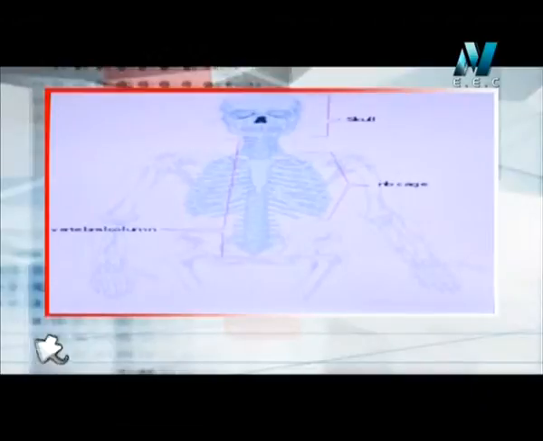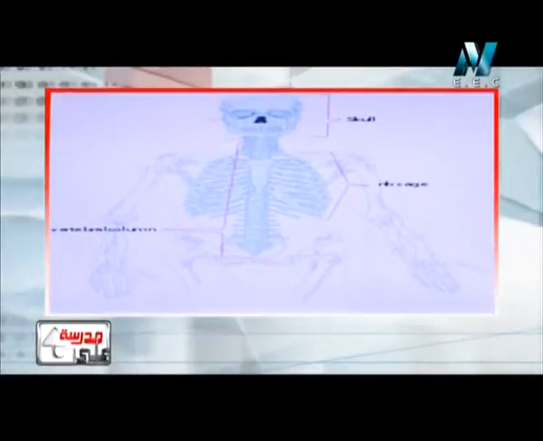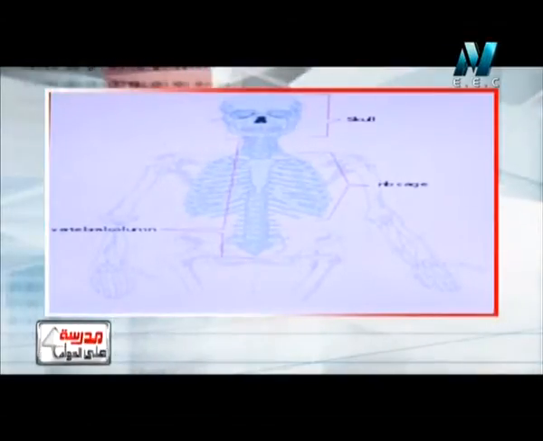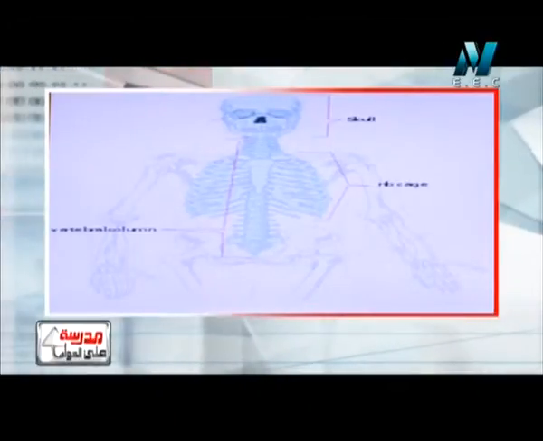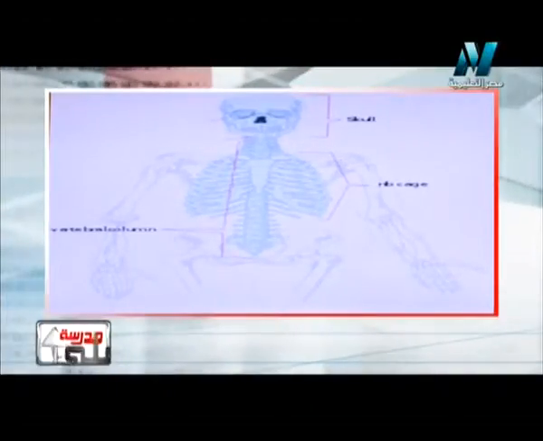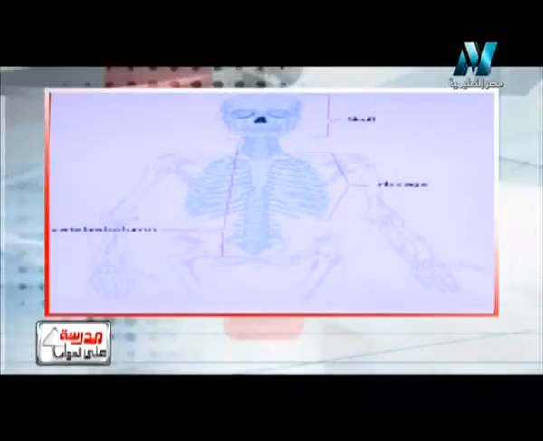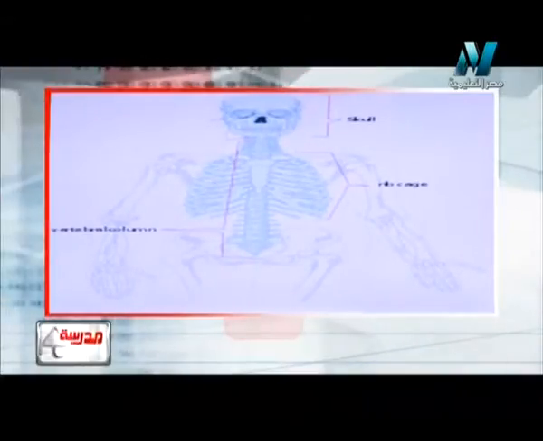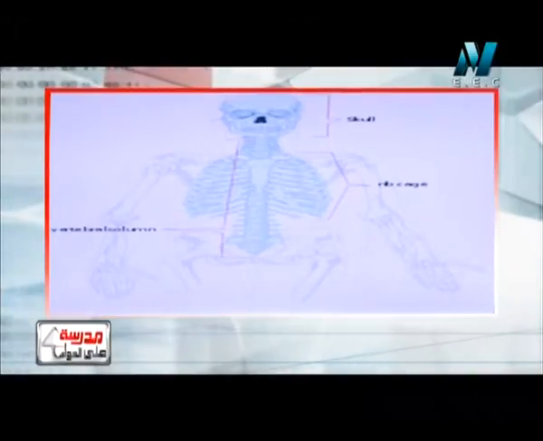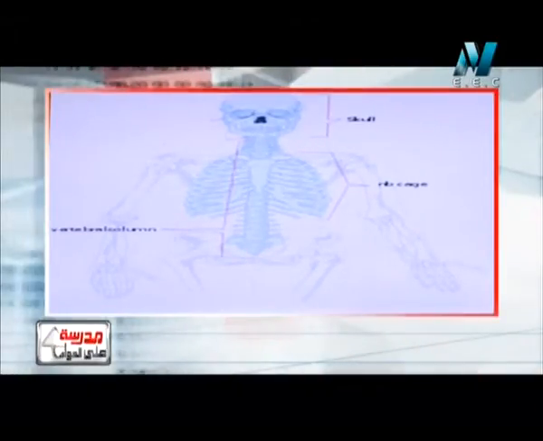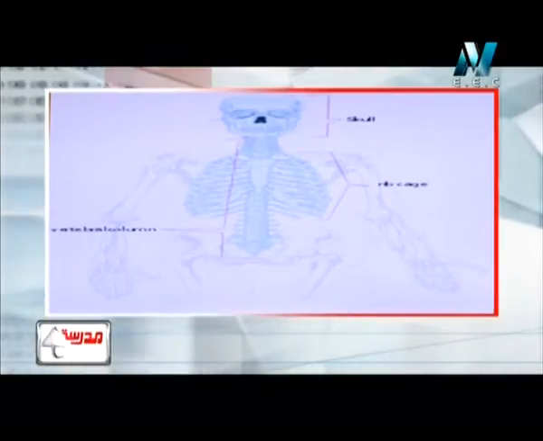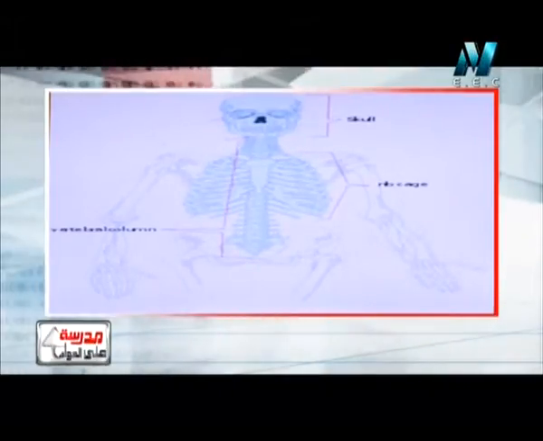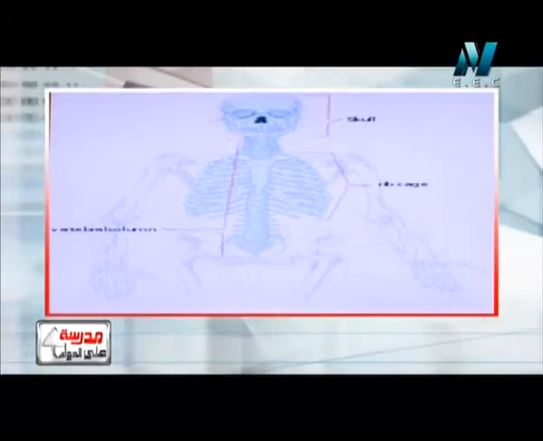I think the axial skeleton, as we see now in the picture, which is a very important picture of the skeleton, consists of the skull, the rib cage and the vertebral column. These are the components of the axial skeleton. So the axial skeleton consists of three parts: skull, rib cage and vertebral column. Now we'll study each one of them in detail.